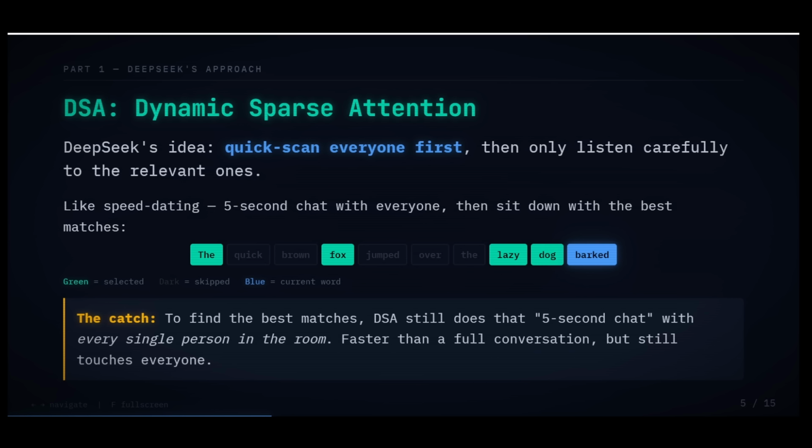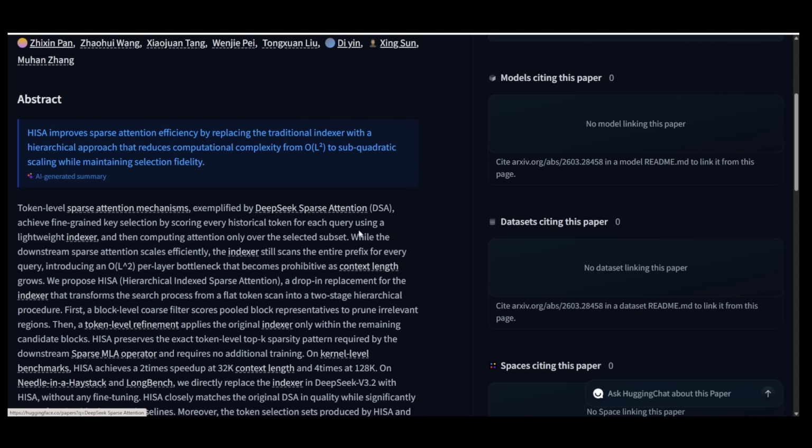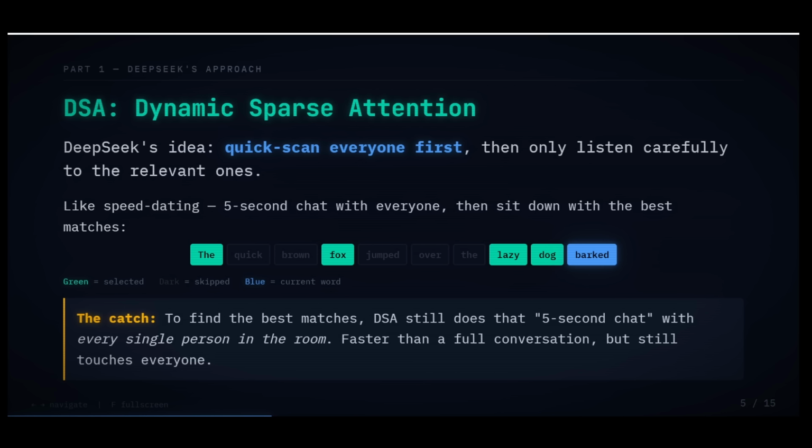In their version 3 model, they introduced what's called DSA, Dynamic Sparse Attention. It's also referred to as DeepSeek Sparse Attention. Over here, they call it DeepSeek Sparse Attention. So you may see both in the literature, just to keep in mind. So DeepSeek's innovation was to quick scan everything first and then only listen carefully to the relevant ones.